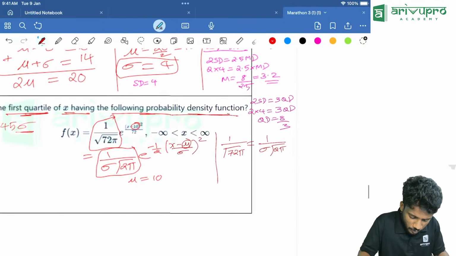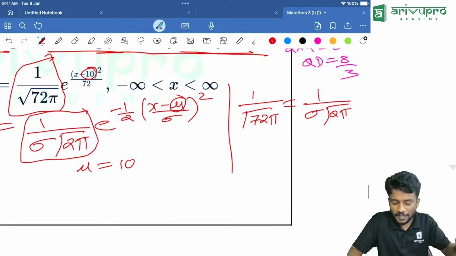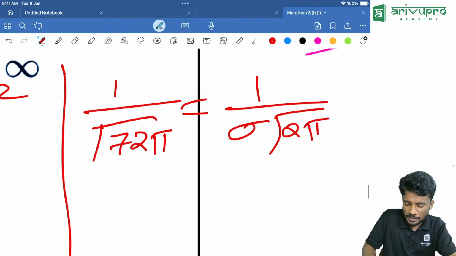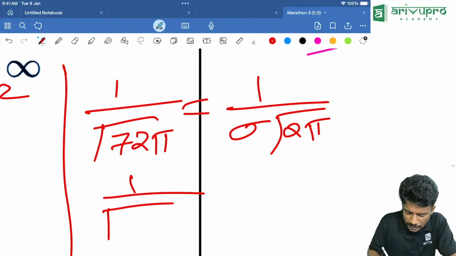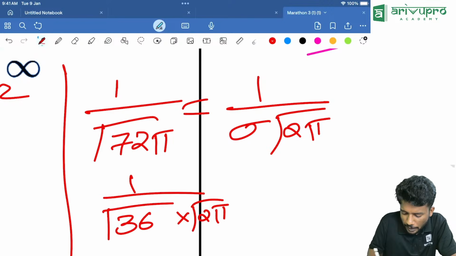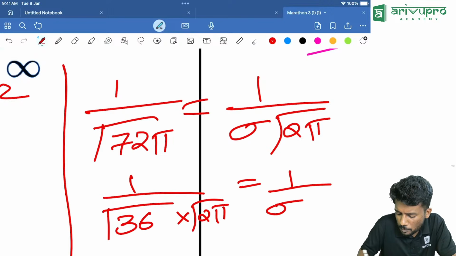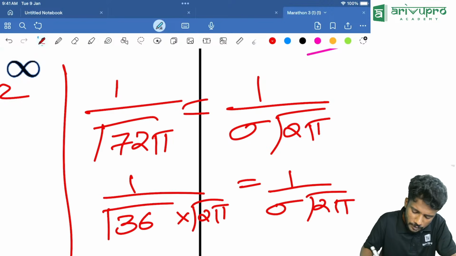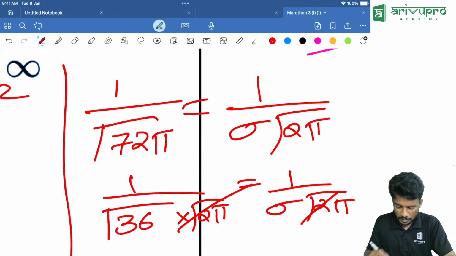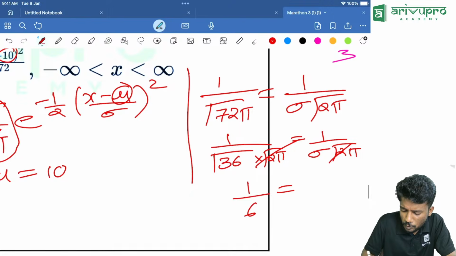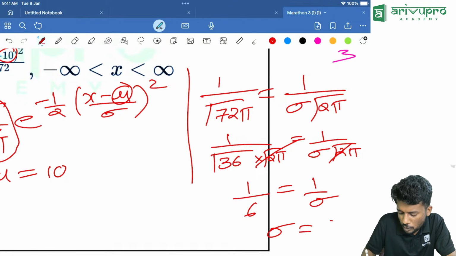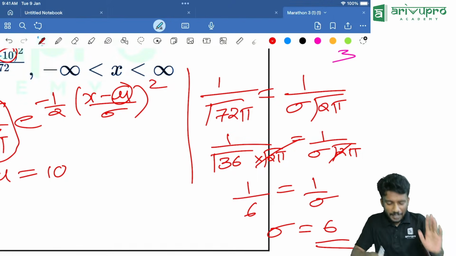Now we will check. You are telling the final answer. Okay, fine. Yes. From this, what to do? 1 by root of, can I split it and write? Root of 36 into root of 2 pi, which is equal to 1 by sigma into root of 2 pi. So root of 2 pi cancels. Root 36 is how much now? 1 by 6 is equal to 1 by sigma. So sigma is equal to how much? 6.